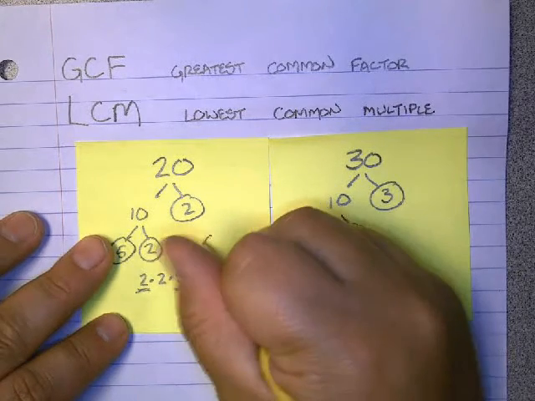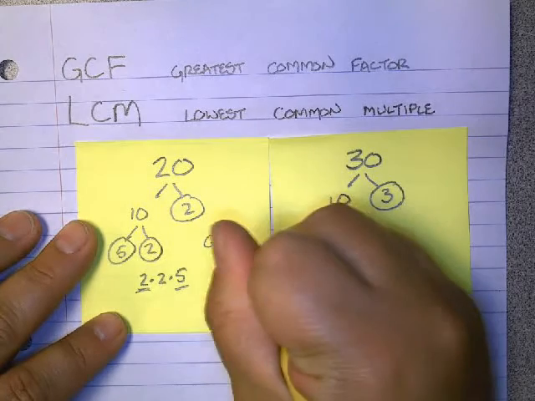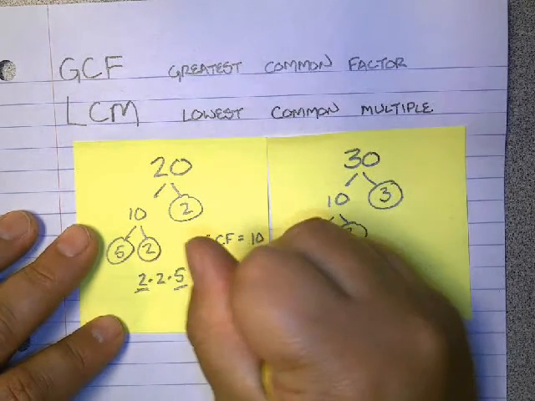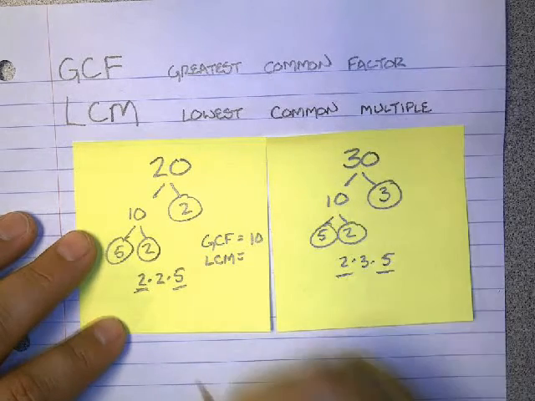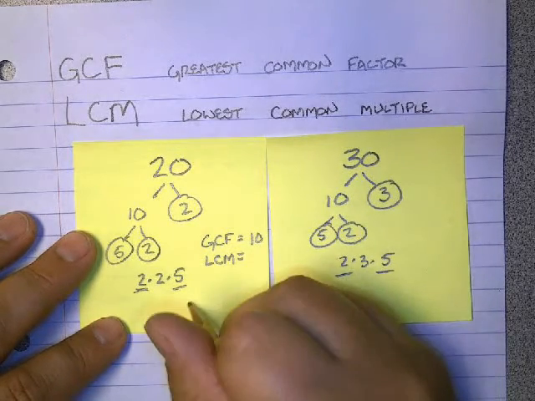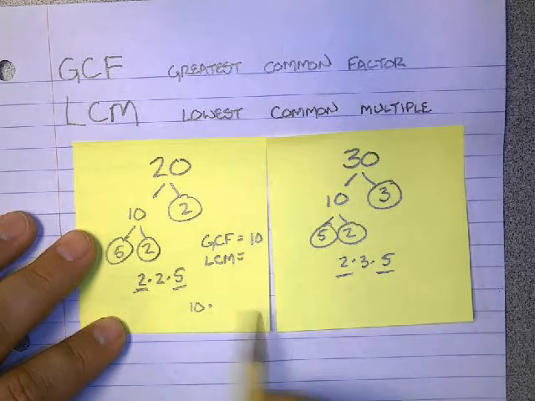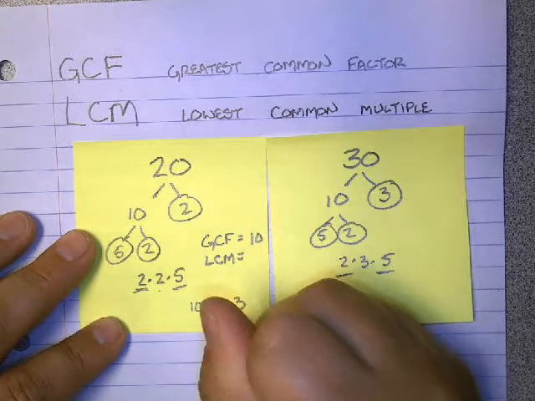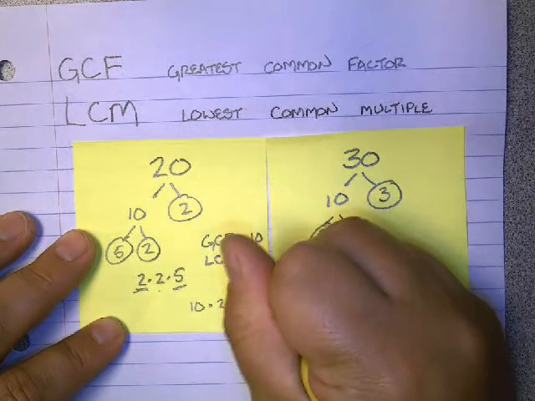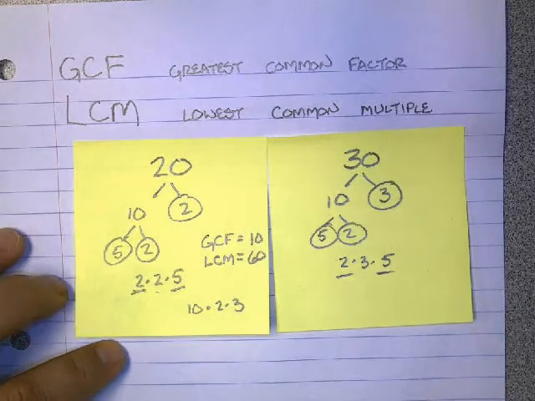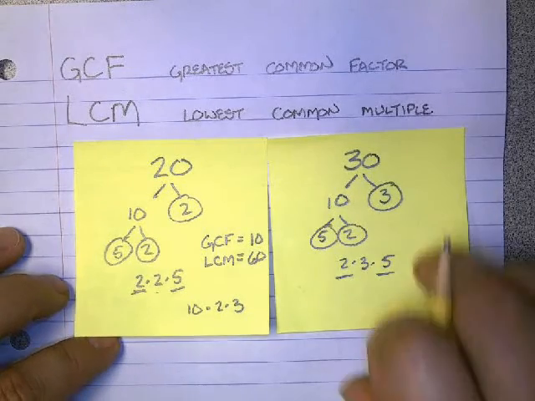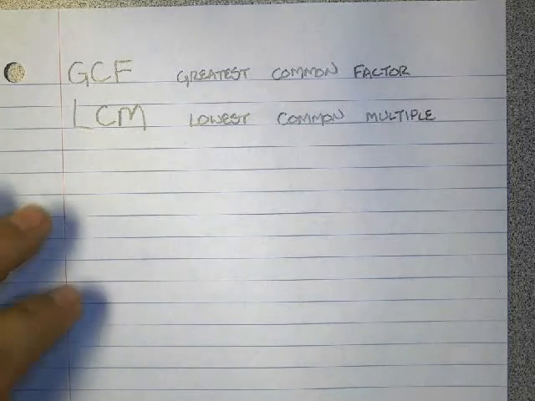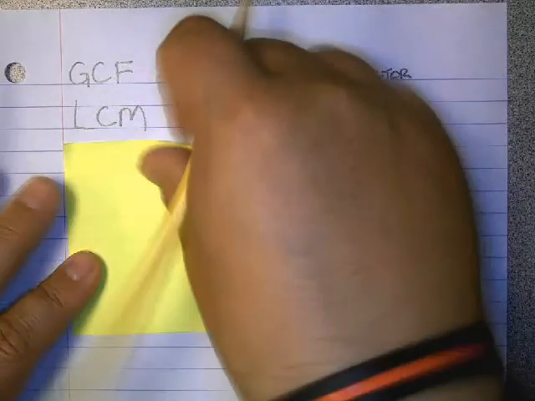Now the numbers that are the same: I have a 2 that's the same, and a 5 that's the same. So when I multiply those together, my greatest common factor is going to be 10. Just like the same for our least common multiple, we're going to take that GCF, which is 10, and multiply it by the two numbers that were left off, a 2 and a 3. 2 times 3 is 6, times 10, 60. And sure enough, 20 and 30, when I skip count, they meet at 60.